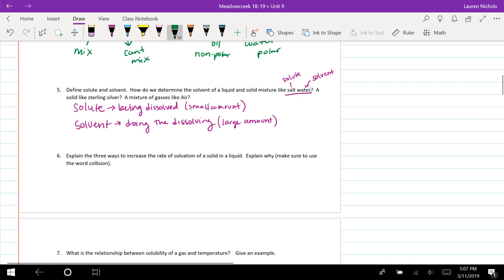Another way to remember it is that solute has one, two, three, four, five, six letters, whereas solvent has seven. So solvent has more letters, and it's the one that you have the more of.